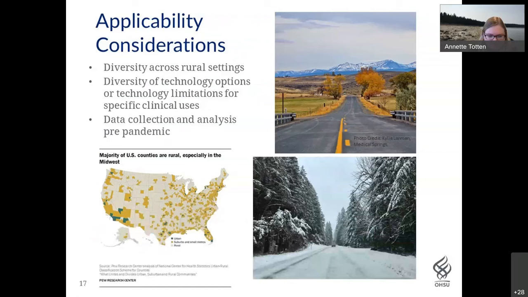So one of the other additional things we think about is applicability. And in going through this literature, some key considerations are about the diversity across rural settings. There's no such thing as one type of rural. The diversity of the technological options, even within a specific use. So using the remote ICU example, there are systems like the robot we saw in a presentation yesterday that moves from room to room. There are systems that are hardwired, and how those are used and what it takes to implement them is very different. And then, of course, we have this issue of a pandemic in the middle of all of this that has changed a lot of things. If you would go to the next slide.